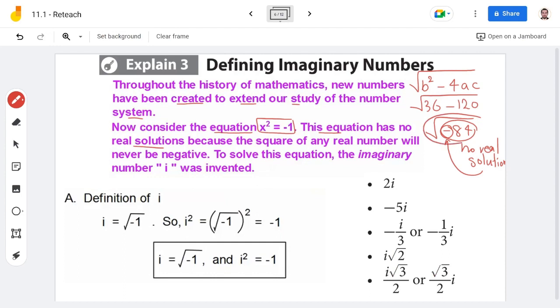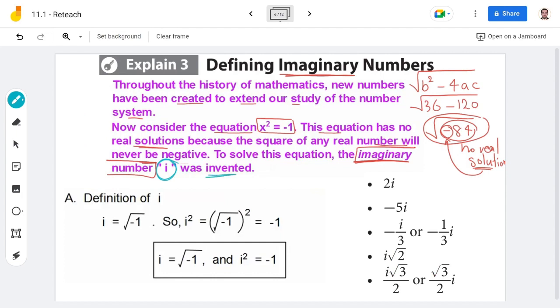So starting from now, I will not say no real solution. There will be a solution, but it will not be real. We will call it an imaginary solution. This equation has no real solution because the square of any number will never be negative. To solve this equation, the imaginary number i was invented.